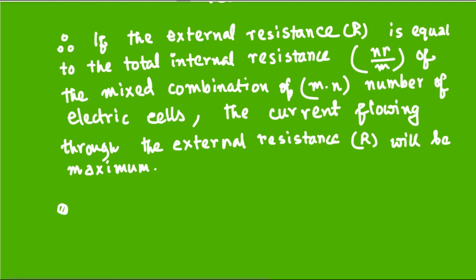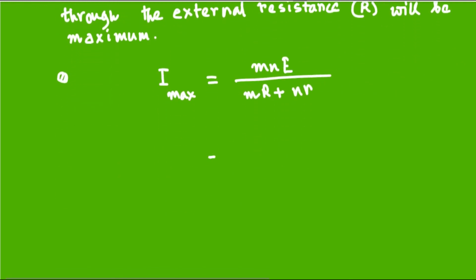Therefore, what will be the expression of maximum current flowing through the external resistance? Imax will be mnE divided by mR plus nr. It was the actual expression, mnE, not mnE. So we can write down the expression: nE, where number of cells in each row is n, E means EMF of each cell, divided by R plus nr by small m.